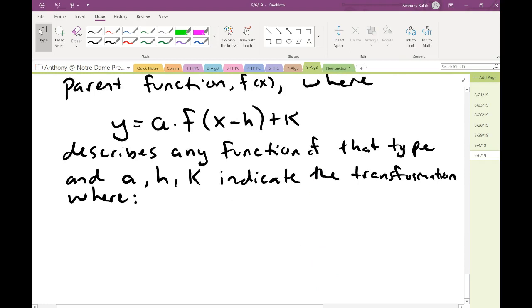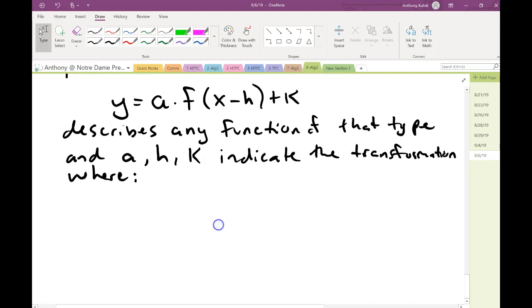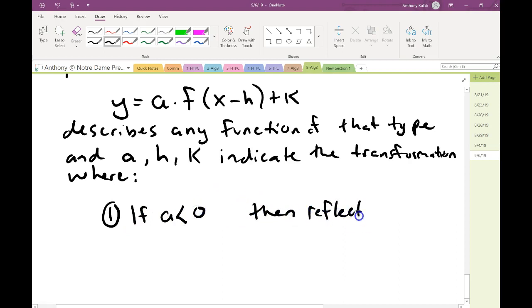So how do we tell what type of transformation occurs from the a, h, and k? There are 4 rules or criteria that will tell us how to do that. So the first thing we'll do is look at the sign of a. If that value for a is negative, then a reflection across the x-axis occurs.